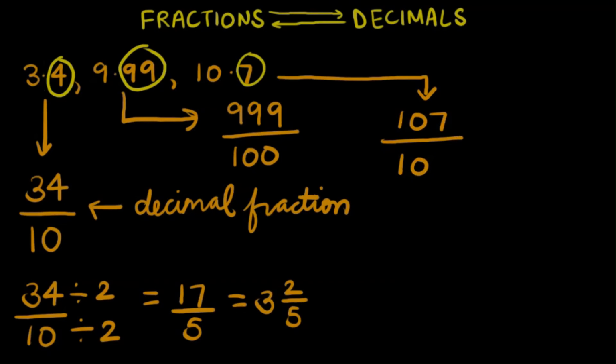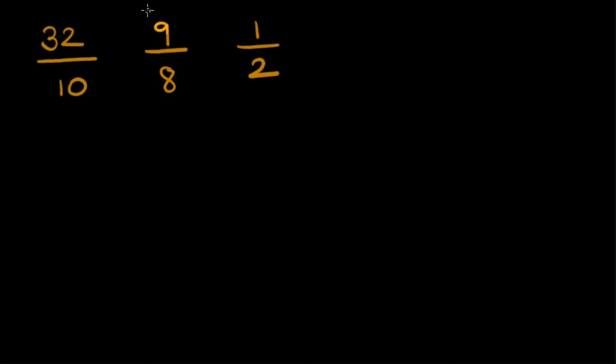Now that we have learned how to convert decimals to fractions with the trick I told you, let's convert fractions to decimals. I'll give you some examples of fractions first. Some examples are 32 upon 10, then 9 upon 8, and the last one will be 1 upon 2. I have to convert these 3 fractions to their decimal formats. Let's see how I'll do it.